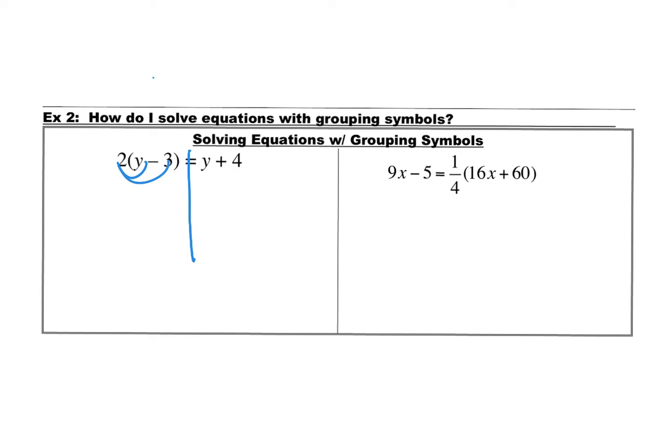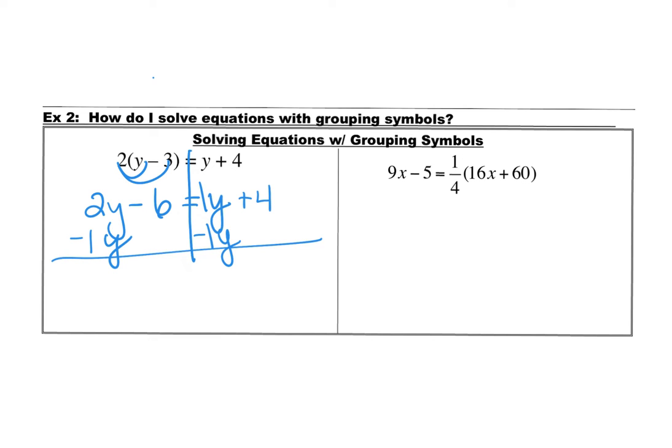So I'm going to distribute and simplify by taking 2 times y. I'll have 2y. 2 times negative 3 is negative 6 is equal to y plus 4. All right, so now it's not going to matter if I subtract my y or if I subtract my 2y. Just to make it a little bit easier, I'm going to subtract this 1y so I don't get a negative over there, but it does not matter. So now I have 2y minus 1y is just 1y, and I just write that as a y. Minus 6 is equal to then 4.